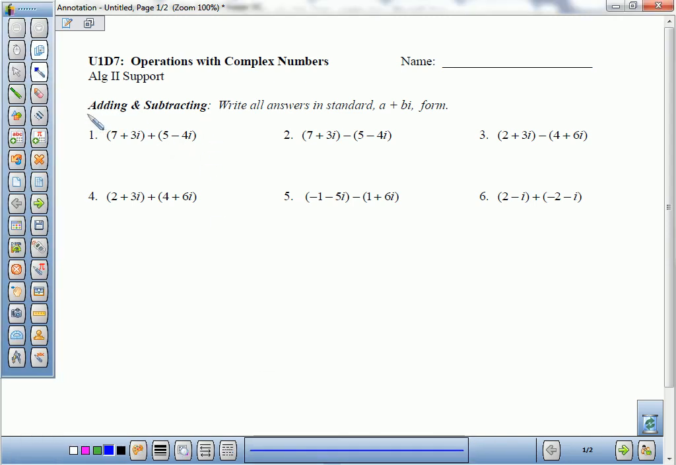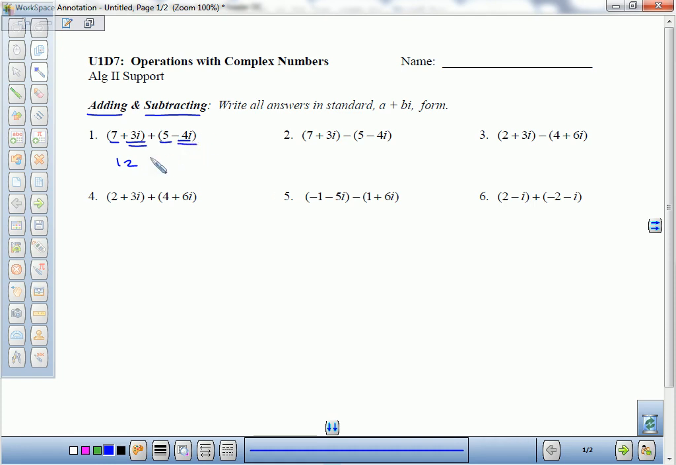Yesterday we talked about adding and subtracting a little. So with adding and subtracting complex numbers, you put the real parts together and the imaginary parts together. So 7 plus 5 is 12. 3 minus 4 is negative 1i. So when I add these two complex numbers, the result is 12 minus i.